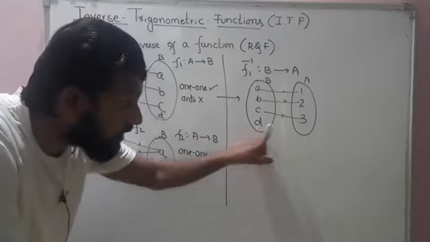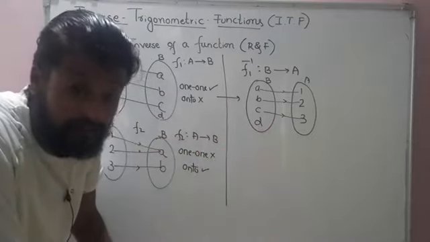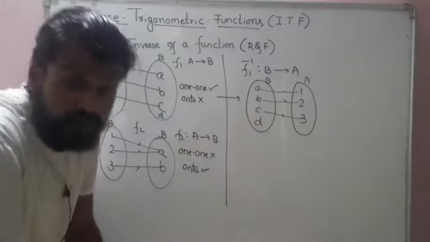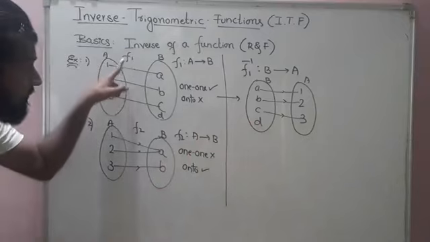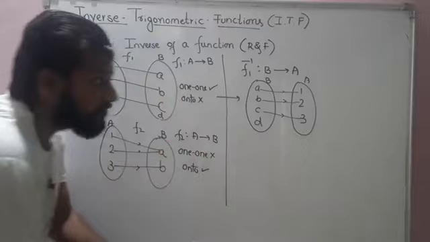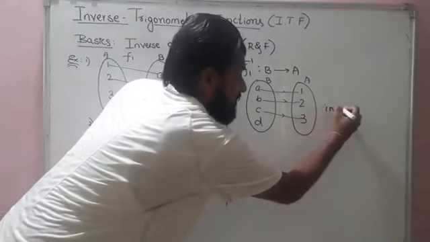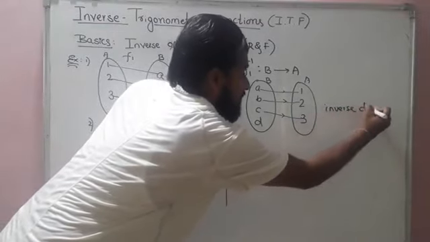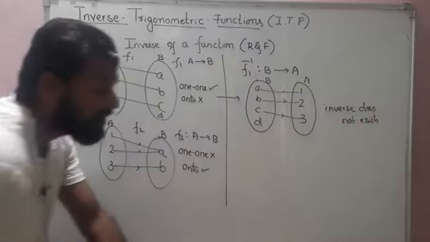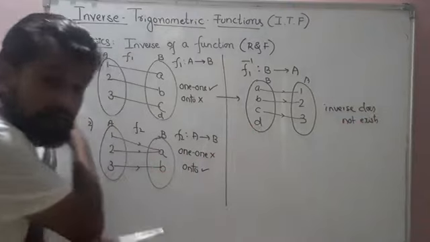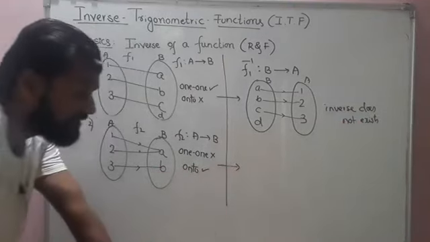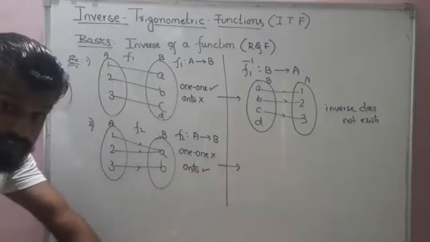D has no image in set A. So I can say that this is not a function. So what I'm trying to say is, if the function is 1-1 but not onto, the inverse of this function does not exist. Inverse does not exist. I wanted to tell you this because D is left not connected, isn't it? Now in the second case, let's see whether the inverse for this function exists or not.